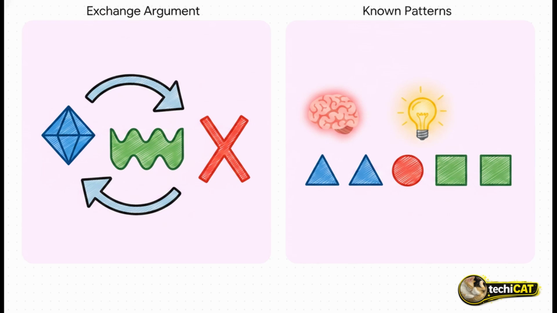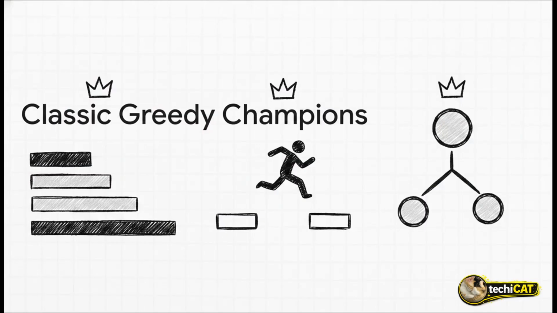Basically, if it smells like a classic greedy setup, it probably is. And speaking of those known patterns, let's look at the undisputed champions. These are the classic coding challenges where the greedy approach completely dominates. First up, we have interval scheduling, which we just solved together. Remember, the trick is always to sort by end time.